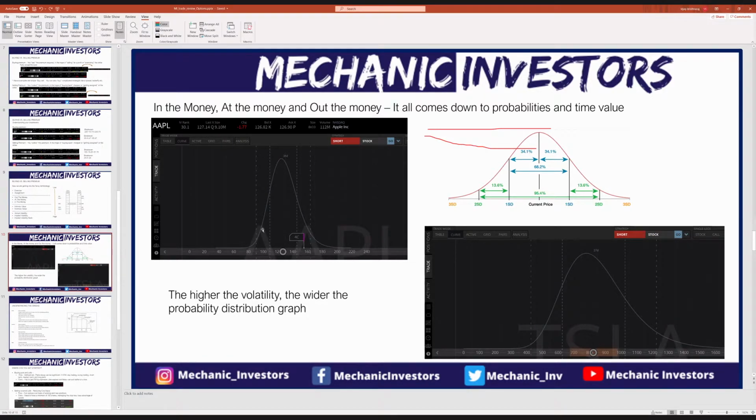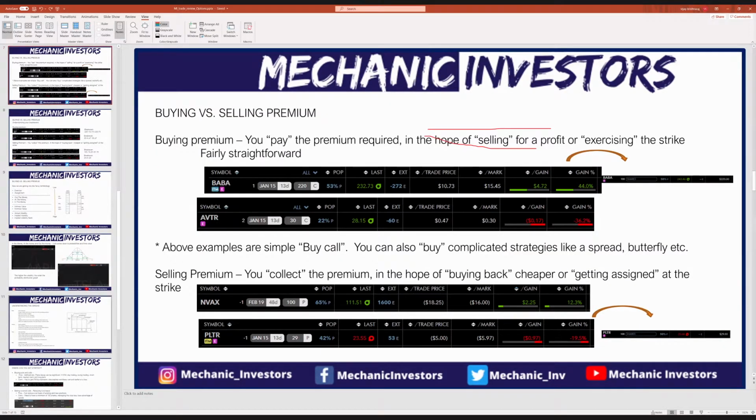I'm primarily a premium seller, Naveen. I do dabble into buying. So you sell a put? I sell, but I prefer to sell when volatility is high. Going back to the NVAC example, for a $100 stock, they were willing to pay me $18. But for a $200 stock in Baba, I was paid only $10.